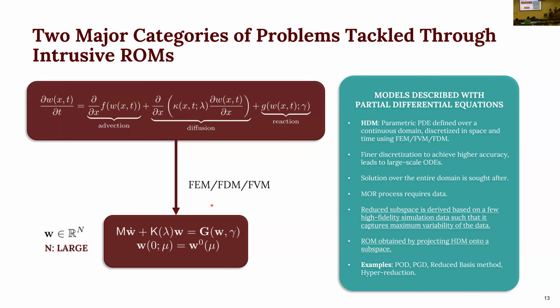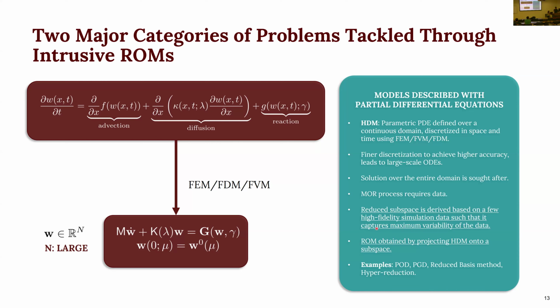Because what happens is that the more you discretize, the more accurate your solution becomes. So there is an artificial dimensionality inflation that's happening here. And unlike the previous ones, here we tend to seek the solution over the entire domain. And this model reduction process requires data. So it requires both the governing equation and data generated by the high dimensional system.